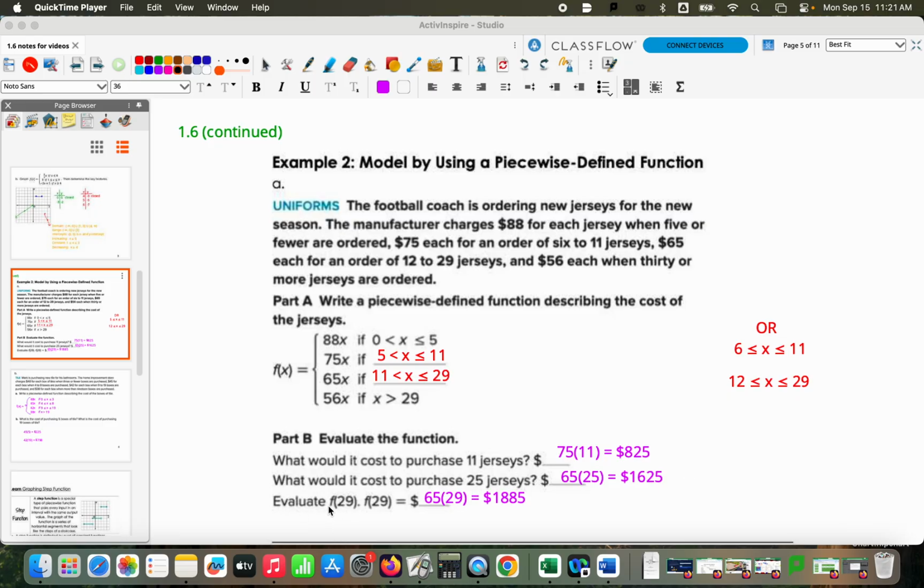They can also write it this way, evaluate f(29). So they're basically saying x is 29. Be careful here, there are two 29s, but this one is not equal to. If I'm paying for 29 jerseys, I'm still actually in this bracket here, this category. So 65 times 29 would be $1,885.